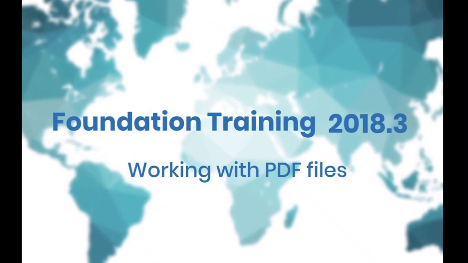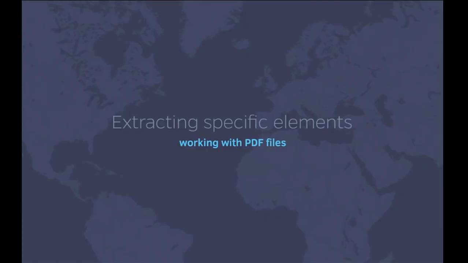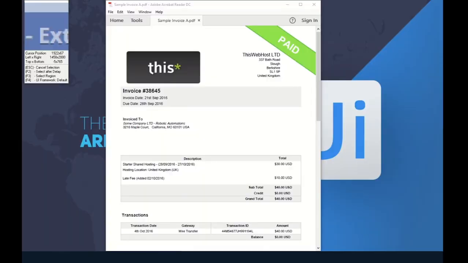Hello and welcome back to the UiPath training. Today we'll continue our discussion about PDF automation. Now we've learned how to extract large text fragments in the previous lesson. Next, let's see how to extract a single piece of information out of an entire PDF document, or extract the same data from multiple files with the same layout.